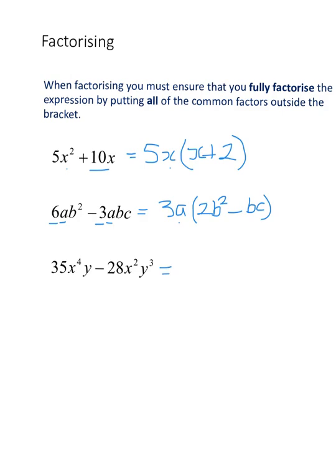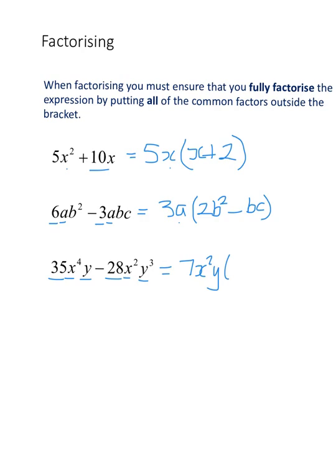35x to the power 4y minus 28x squared y cubed. So I look at my 35 and the 28 first of all. The highest common factor of that is 7. Then I check my x's. We've got x to the power 4 and x squared, so the highest common factor is actually x squared. And then checking out, both terms have a y. The highest common factor is just y.